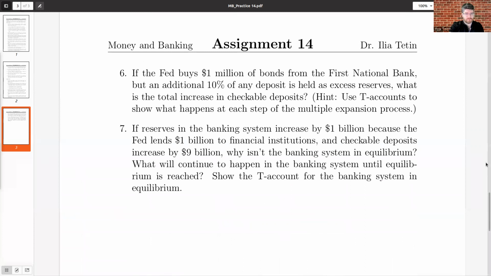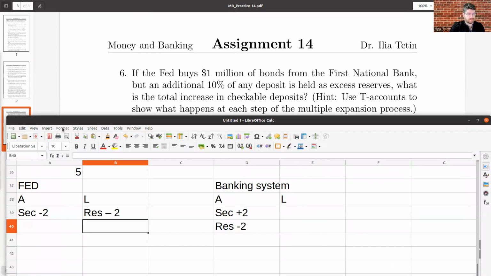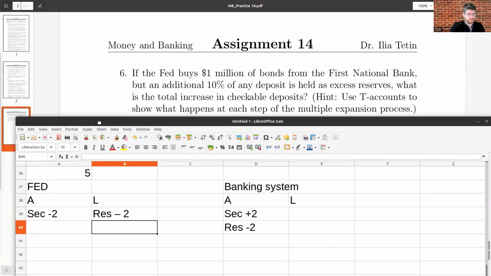And only 2 questions remain, number 6 and number 7. So number 6.